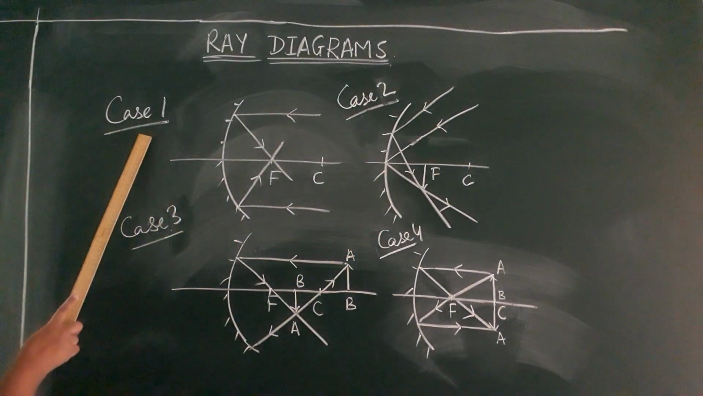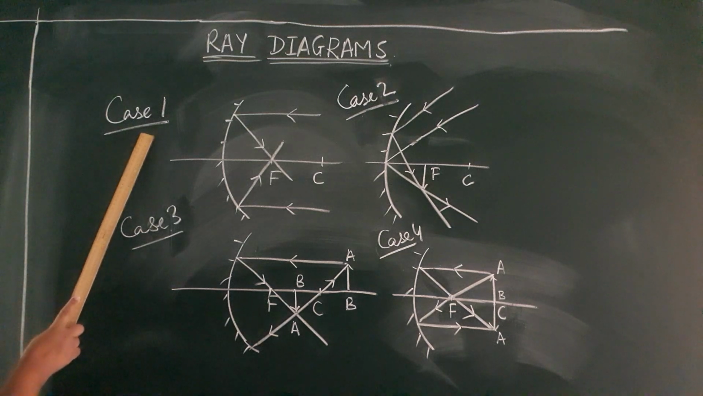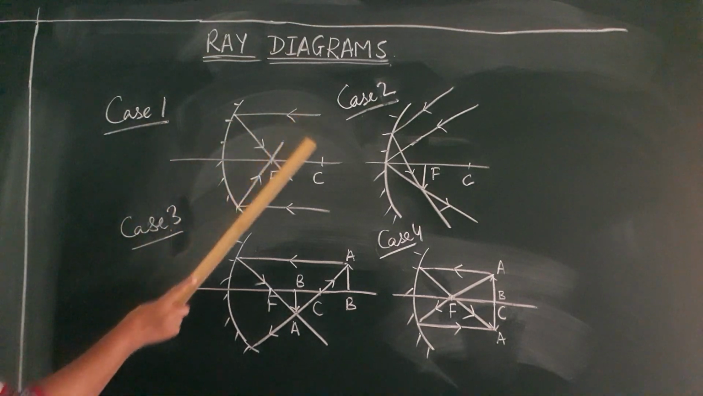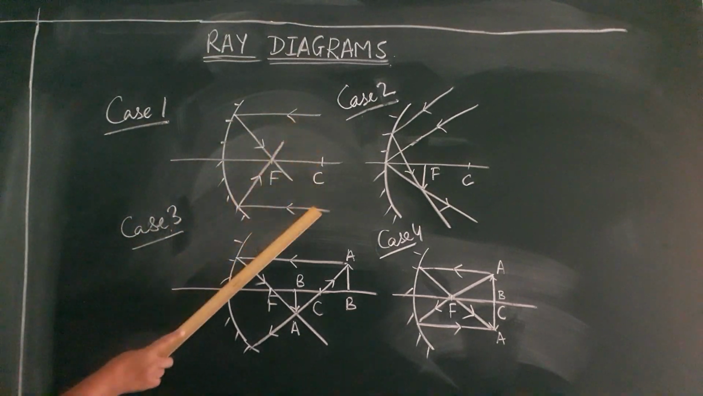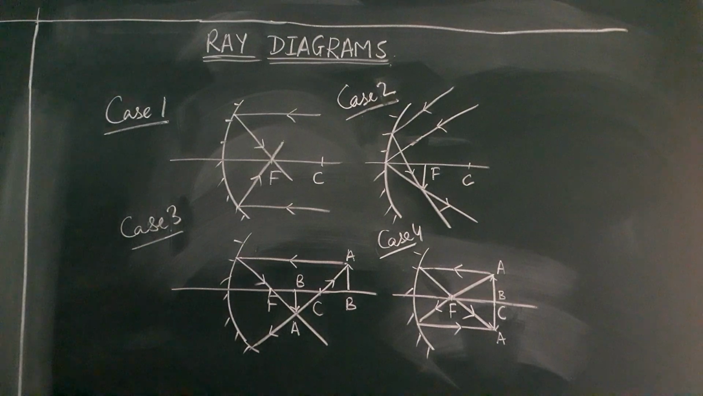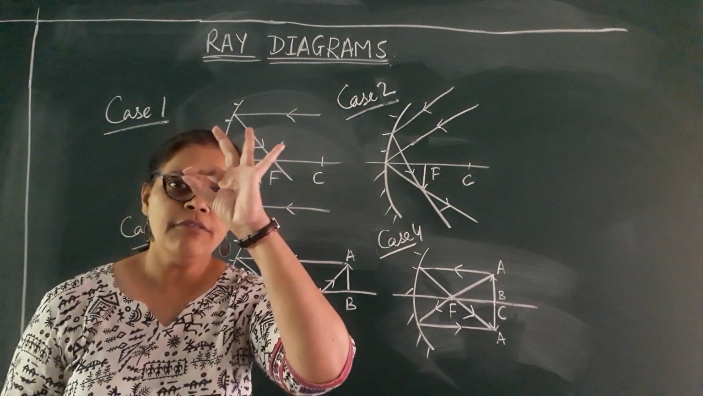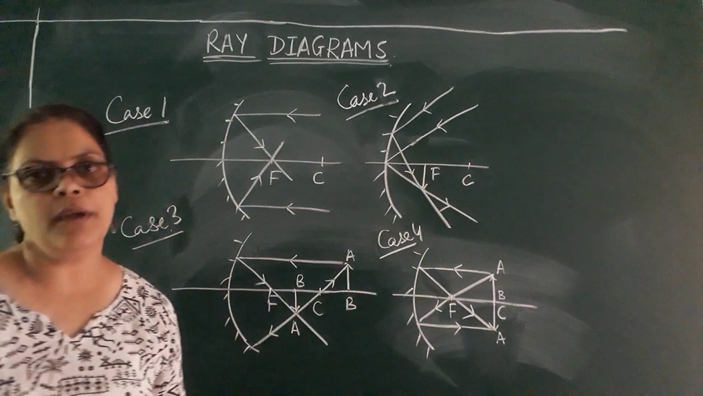This is case 1. I will discuss them one by one. You just have a careful look. Where do you place the object in case 1? It is at infinity. You can see the object is not drawn. It is at infinity. And I am going to use one rule over here, and that is when a ray of light moving parallel passes through F.